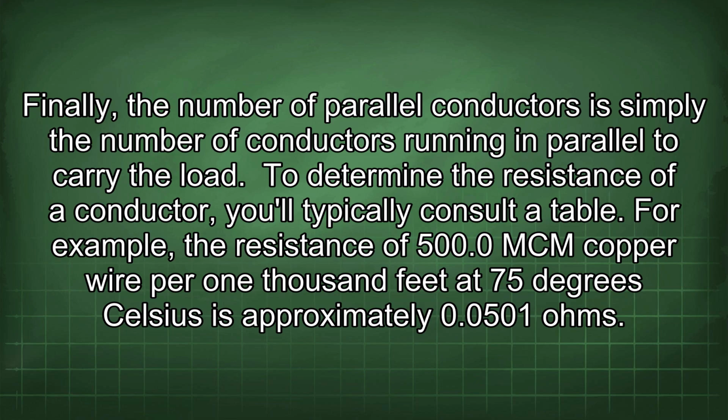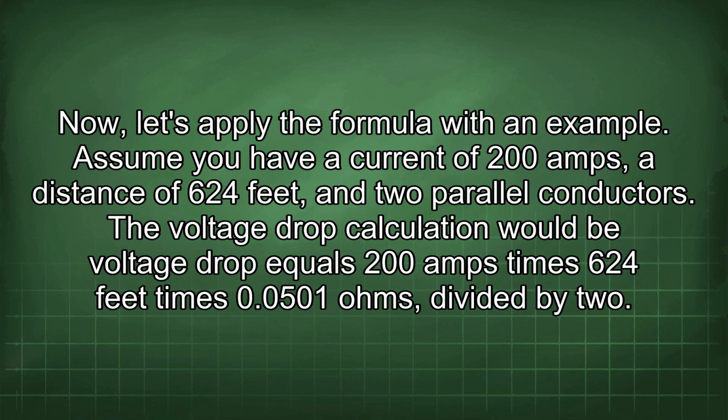To determine the resistance of a conductor, you'll typically consult a table. For example, the resistance of 500.0 mcm copper wire per 1000 feet at 75 degrees Celsius is approximately 0.501 ohms. Now, let's apply the formula with an example.